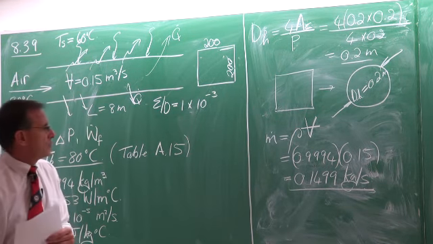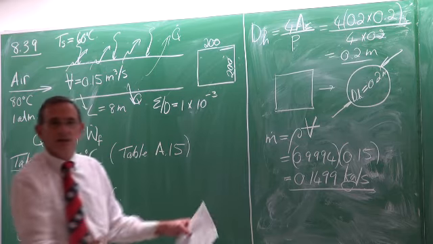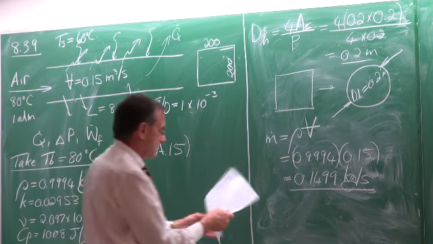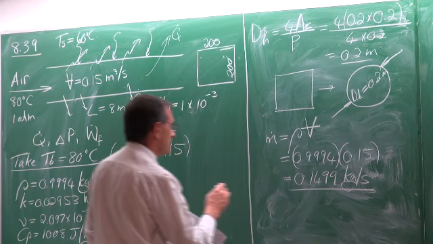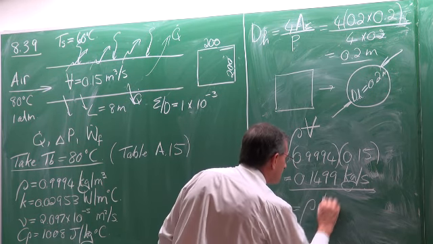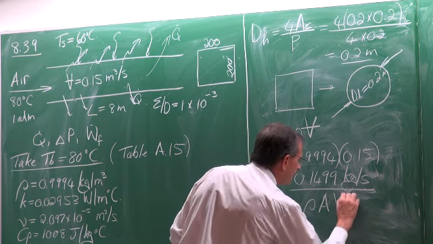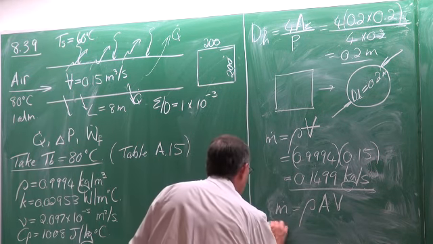Okay. Mass flow rate is approximately the same as the volume flow rate because the density is approximately equal to 1. So let's calculate the velocity of the air now through the duct. The mass flow rate is then equal to the density multiplied by the cross-sectional area multiplied by the average velocity.